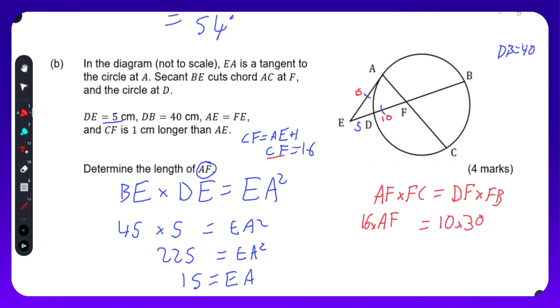So you end up getting AF will equal 300 divided by 16. Therefore AF equals 18.75 centimeters. And that's how you end up solving for that.